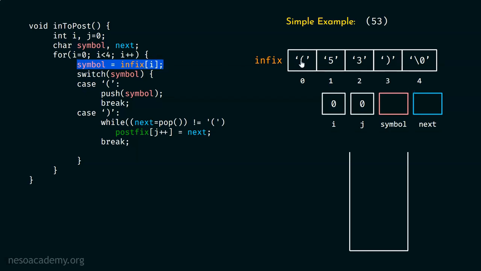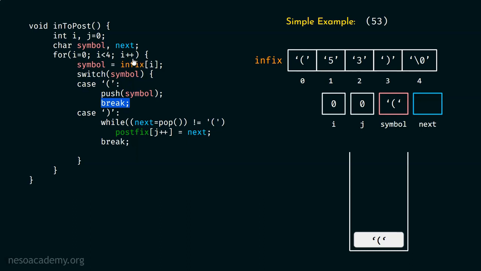Infix of 0 is this character, right? We'll store this character inside this symbol variable. And now we can use this. Here we have switch symbol, and we can see that this is a left parentheses. So this case is satisfied, right? Left parentheses. We'll push this symbol onto the stack. After this, we'll simply break out of this switch case.